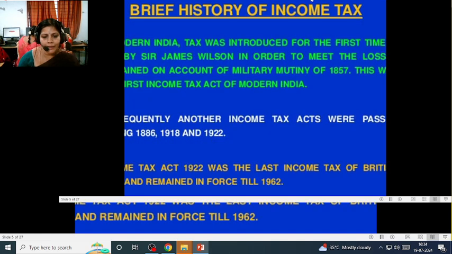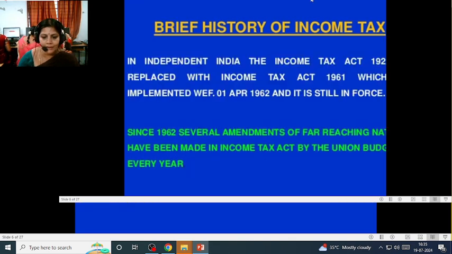In modern India, income tax was introduced for the first time by Sir James Wilson in order to meet the losses on account of the military mutiny. This was the first income tax act of modern India. Subsequently, other income tax acts were passed in the years 1886, 1918, and 1922. The Income Tax Act 1922 was the last income tax act of the British and remained in force till 1962.